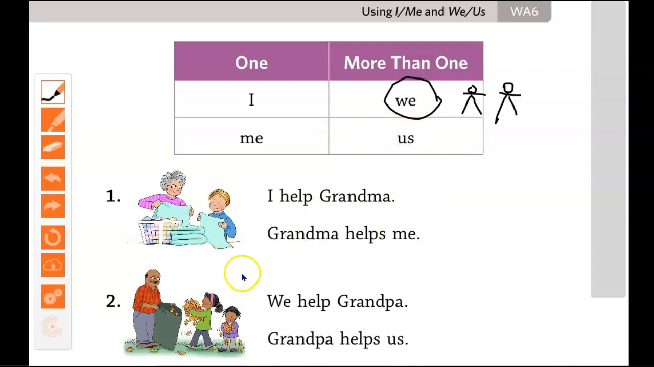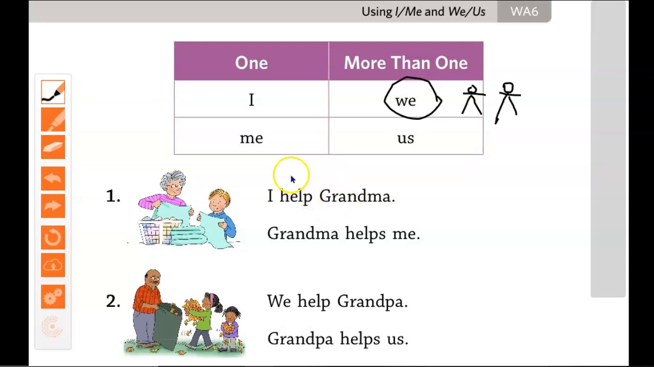So we're going to look at these sentences and we're going to see where we put these different pronouns, whether we put them before the verb or after the verb. So let's remember what a verb is first. A verb is an action word. So let's look at the words in this sentence and you can tell me which one you think is an action word. So it says, I help Grandma. Which word in that sentence do you think is the verb?